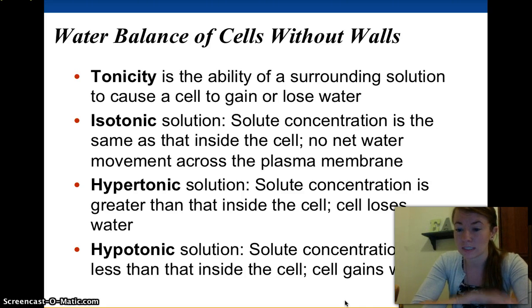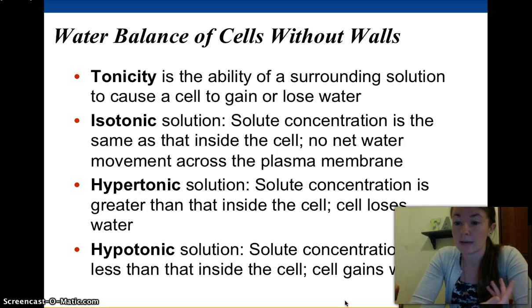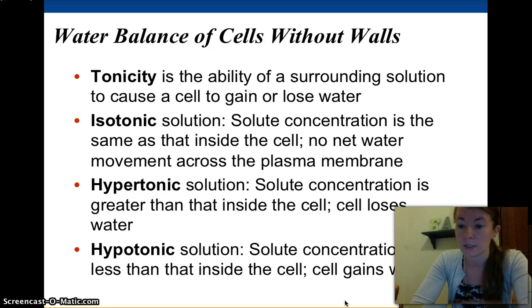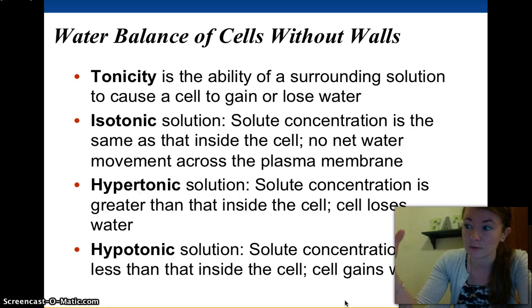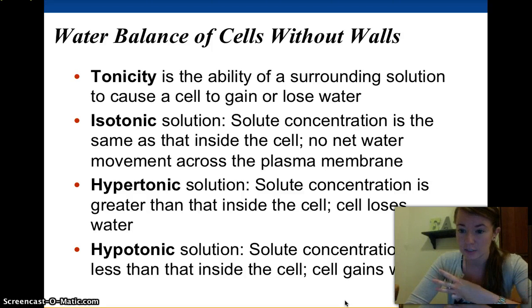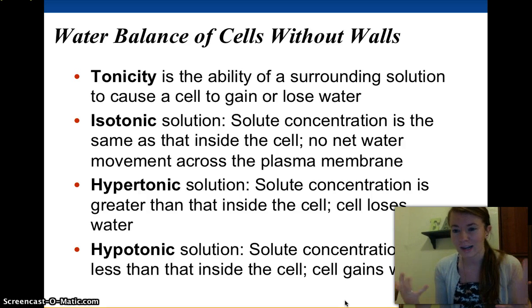And now it's important to talk about what this means for life. So we have this word called tonicity, which is the ability of a surrounding solution to cause a cell to gain or lose water. So when you drop a cell into a solution, is that solution going to make the cell absorb water or get rid of water? And there are three kinds of solutions: isotonic, hypertonic, and hypotonic. Iso meaning the same, hyper meaning more, hypo meaning less. Iso, just remember that means the same. Hyper, think about it, if you're hyper, you have a lot of energy, so it's more. And hypo just means less.